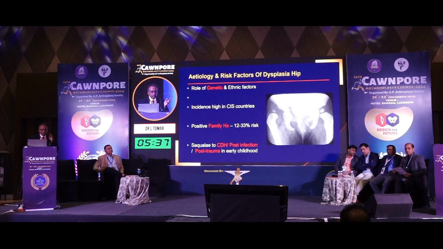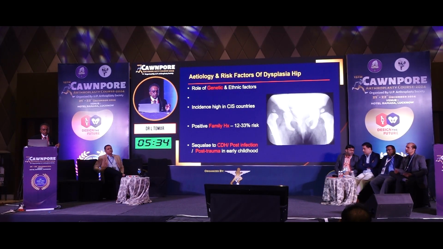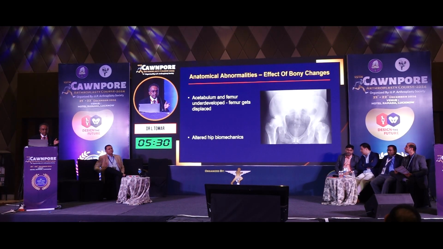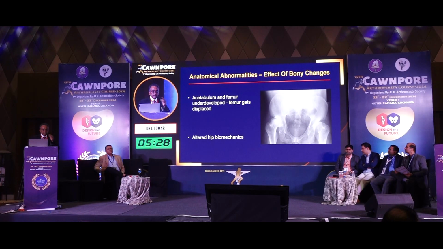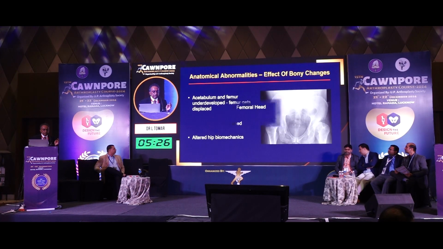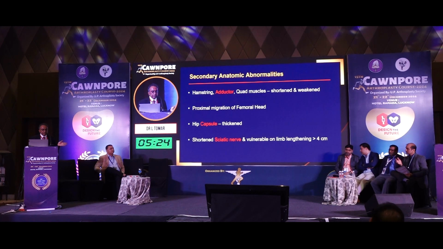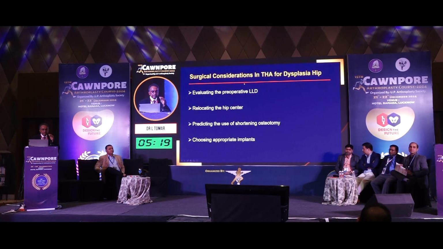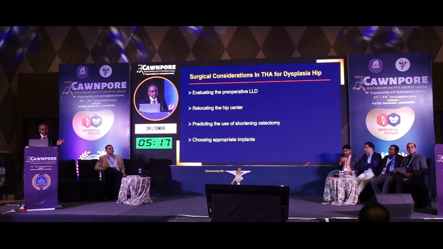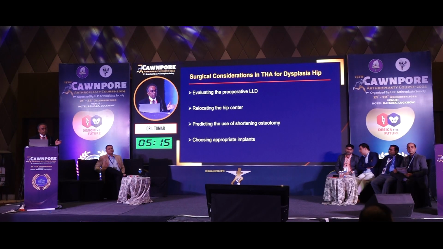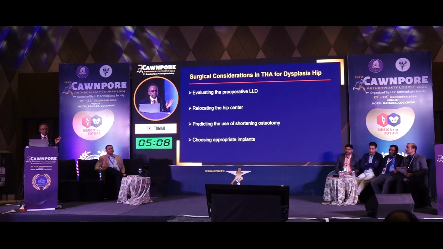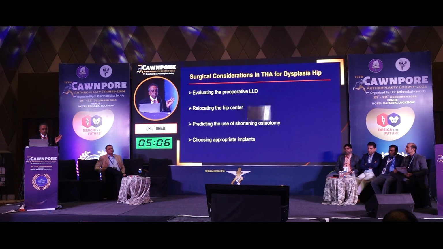As already discussed, it is equal to CDH, post-infection or post-trauma in early childhood. The dysplastic hip's anatomy is completely changed. There is altered hip biomechanics, as already discussed by the previous speaker. The classification has been discussed. The surgical considerations for these cases are evaluating the preoperative limb length discrepancy, relocating the hip center, which is of paramount importance, and predicting the use of shortening osteotomy and implant choice.